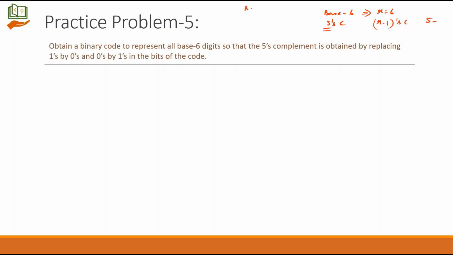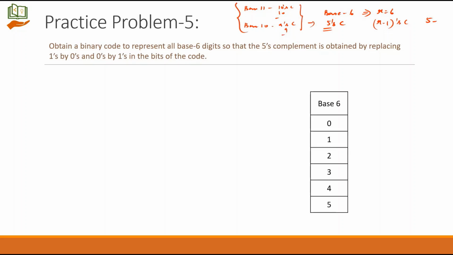For base 11, we already worked out a problem. We have to find 10's complement. So we subtracted everything from 10. For base 10, for finding 9's complement, we subtracted everything from 9. So in the same way, we have to work it out for this. So let's take base 6 number. So r is equal to 6 here. What about r minus 1? It is 6 minus 1, which is equal to 5.